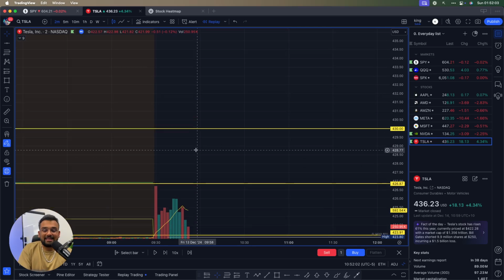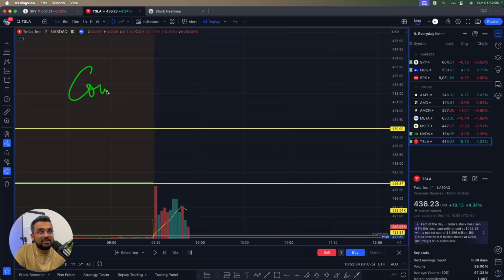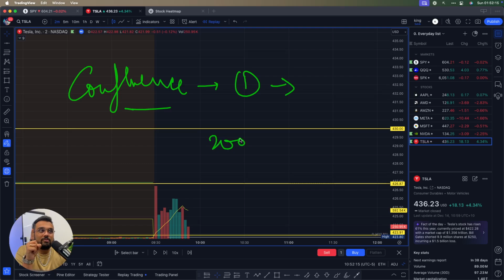This looks good. And then there's a term called confluence. Now, what's confluence? Confluence means when there's more than one reason for us to jump into a trade. More than one reason. Now, here, one reason is the 200 moving average break and a retest. Okay, that's one reason. Second reason is the fib level. Bro, we are holding the 0.236 area really, really good.